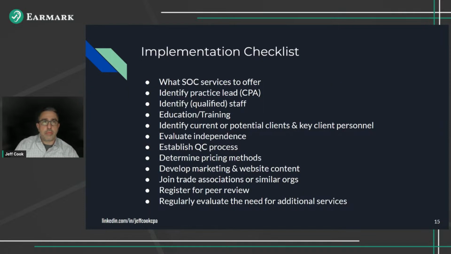Okay, so here's an implementation checklist that I've got for you. Great slide here. What SOC services to offer. Again, we're going to do SOC 1, SOC 2, SOC Cyber, all of the above. You got to figure that out.